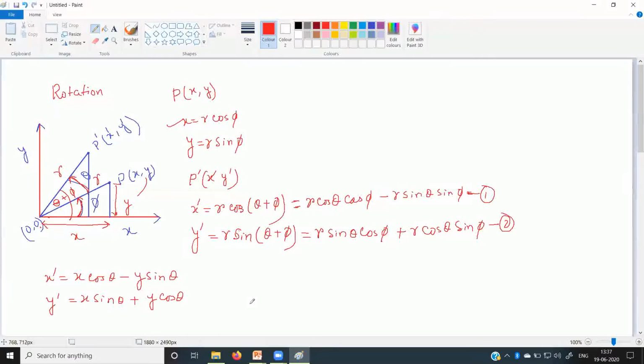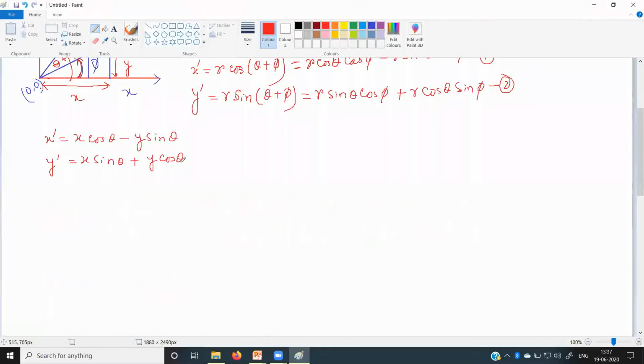Now how can we perform this operation? How can we write those things in the form of a matrix? We will write everything in the form of a matrix. Here our point P, we will write in the homogeneous coordinate system, as I discussed in my last class. So we can write that point P is X, Y and 1.